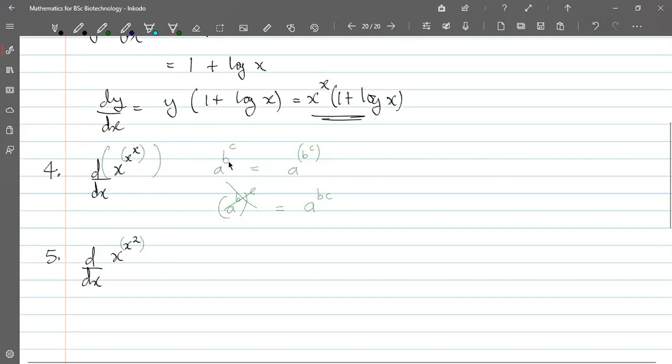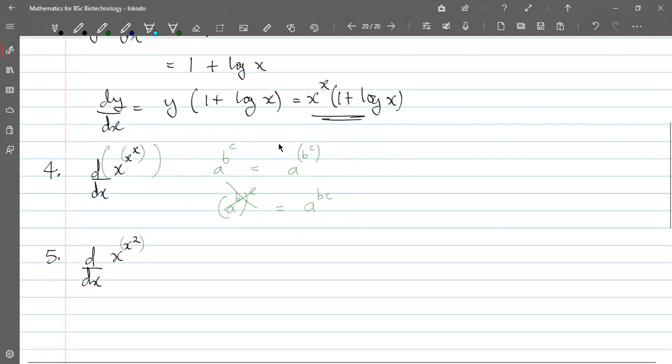So the need for the convention arises from exponentiation not being associative, and this has been adopted as a standard convention because you never need to write this. You could always write a to the bc instead. So this is better. Okay.